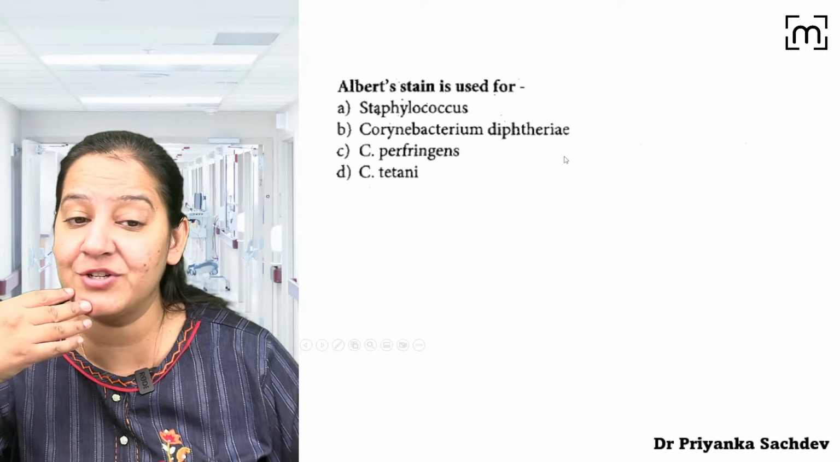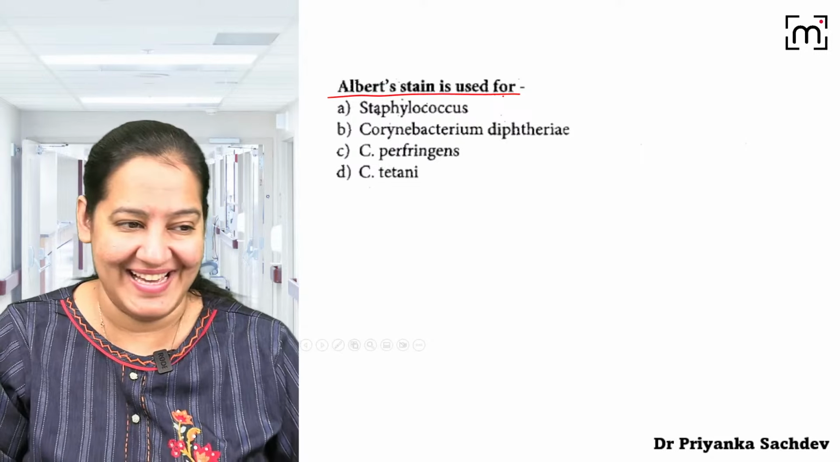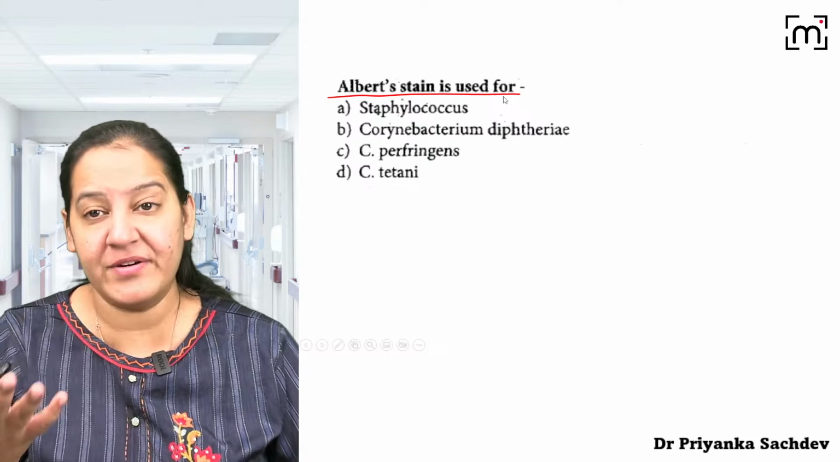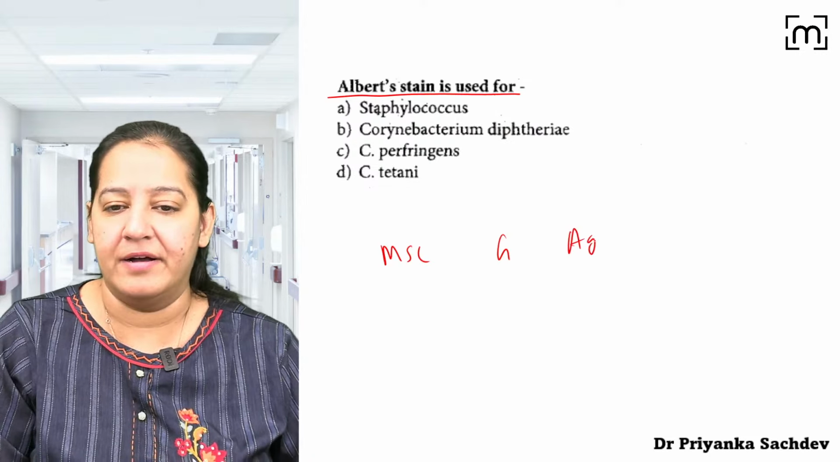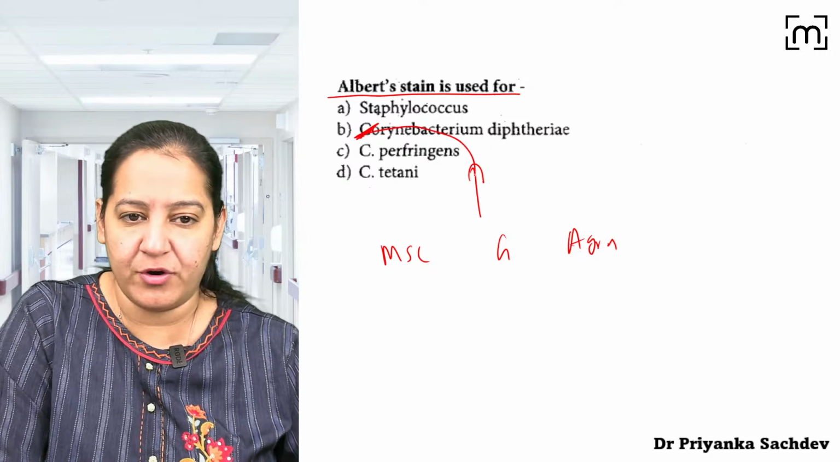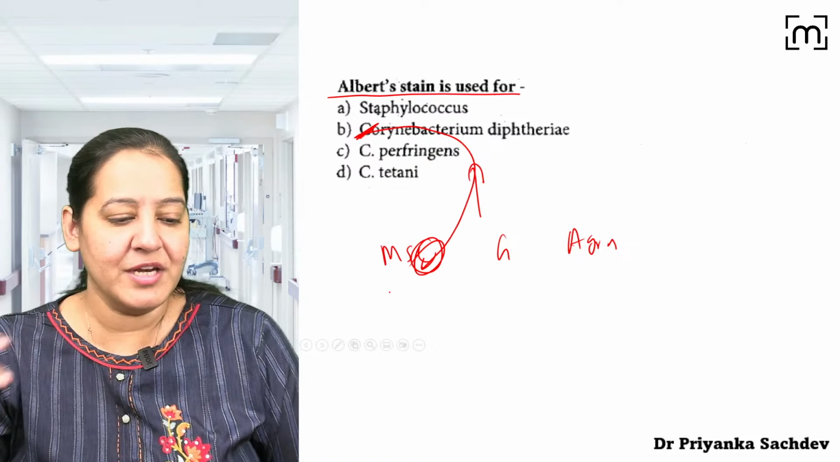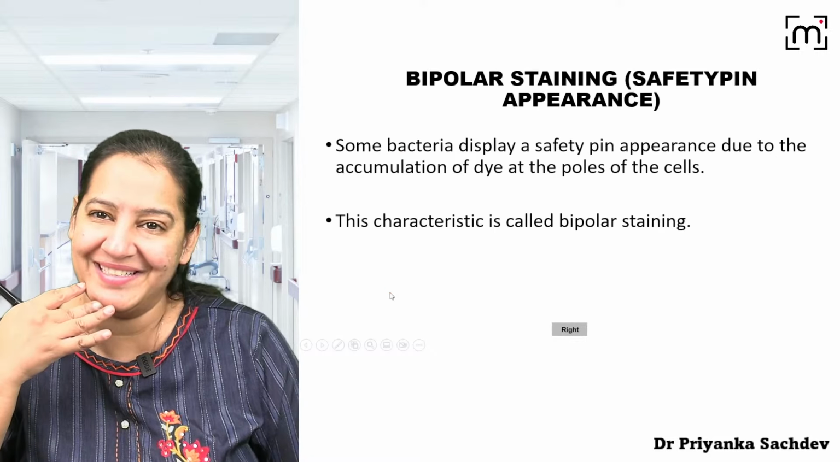Okay. The next question is in front of you. It is a reverse question. Albert stain is used for which bacteria? Yes. So Albert stain is used for staining the metachromatic granules, and metachromatic granules are present in which bacteria? So MHC Garden Agra. Which among them is coming here? So yes, C stands for Corynebacterium diphtheriae. So the correct answer here is Corynebacterium. So this is how the mnemonics will be useful in solving the questions. Can we move ahead? Right.